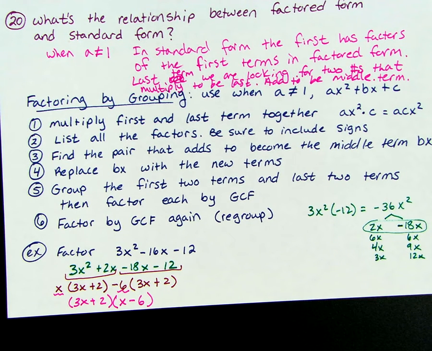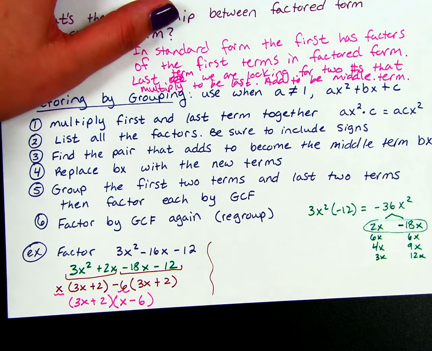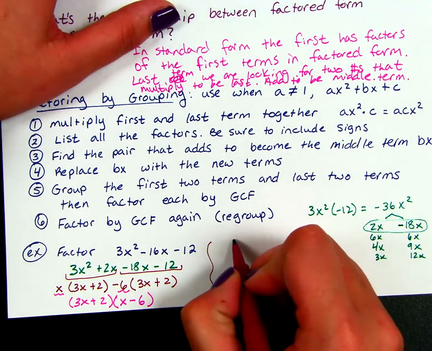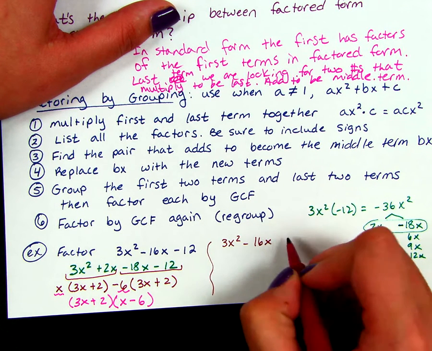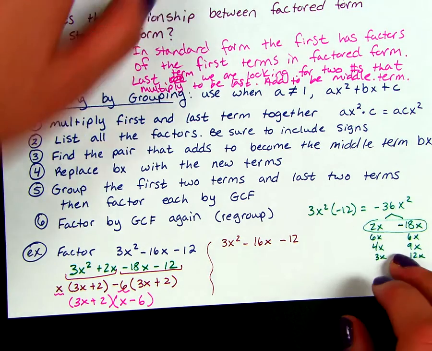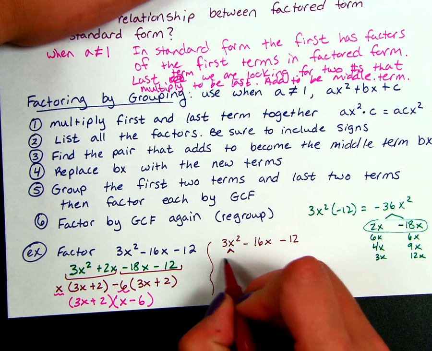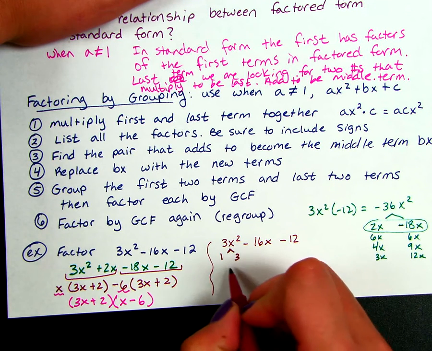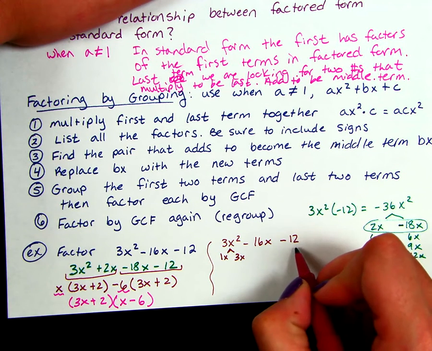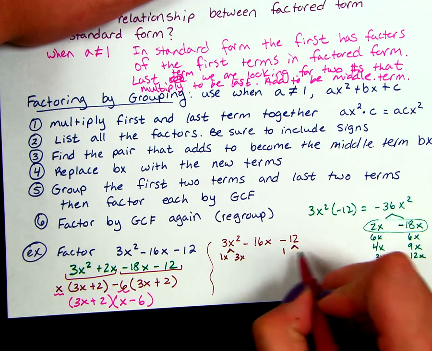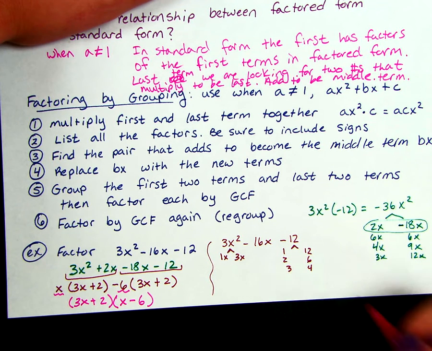Now the second method to factor these is going to be just kind of guess and check. So if we have 3x squared minus 16x minus 12, the way that we would guess and check is we're going to list all the factors of our first term. So that would be 1 and 3, and then they would each have an x with it. And then all the factors of our second term. So we have 1 and 12, 2 and 6, 3 and 4, and then one set is going to have to be negative.